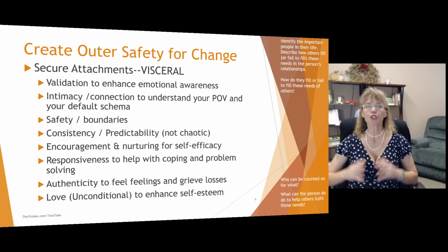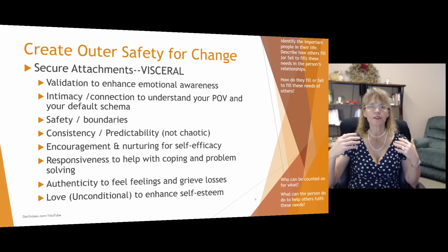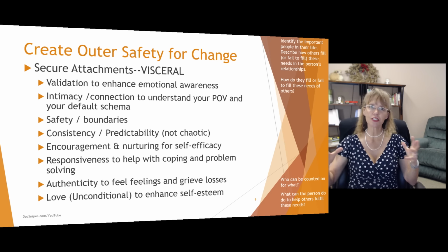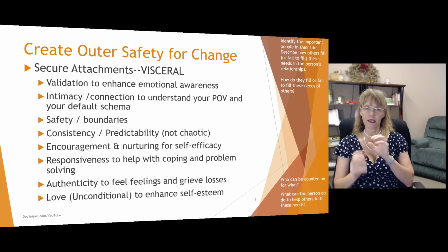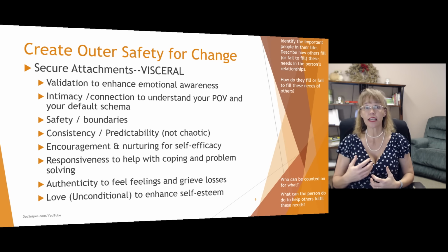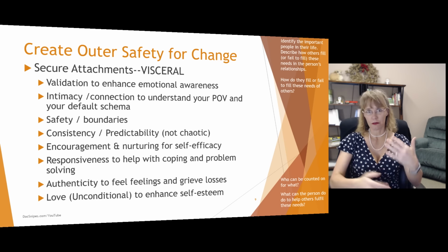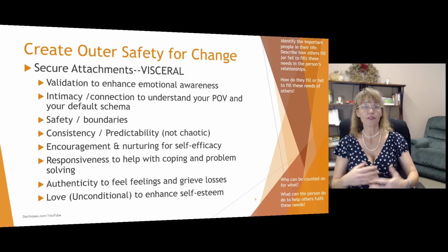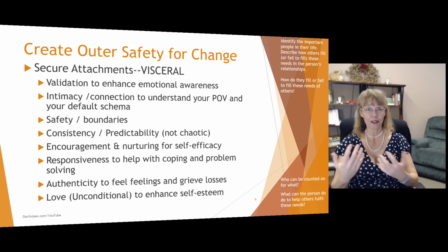The next step is to create what I call outer safety for change. And this is involving relationships with others. And we're still using that visceral mnemonic. But it's important for people at this point, in the first step was to look at how they engaged or how they fulfilled these needs for themselves, with themselves. The next step was to examine how they fulfilled these needs for others that they want to be in relationships with.